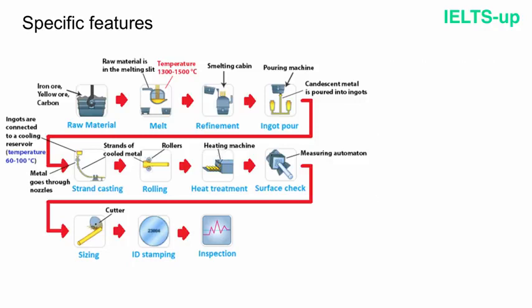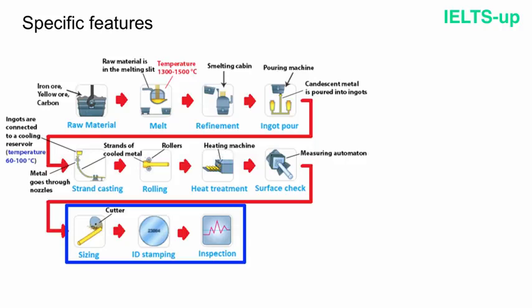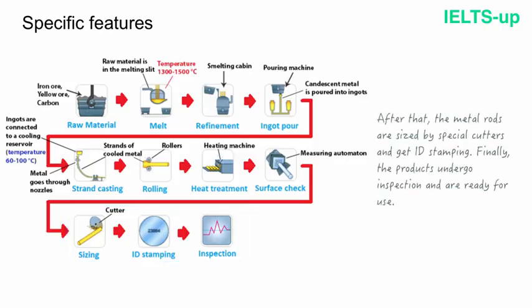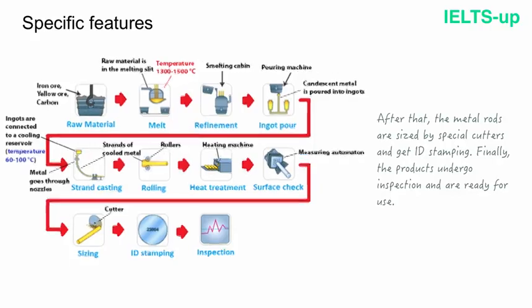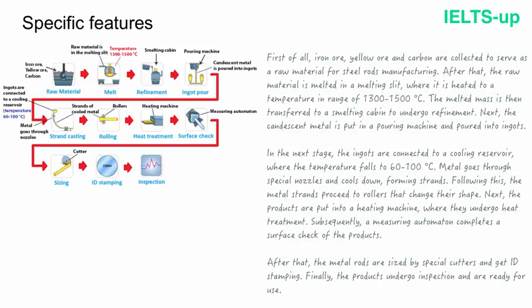And now, only the last 3 stages are left for our third paragraph. This is how I describe them. After that, the metal rods are sized by special cutters and get ID stamping. Finally, the products undergo inspection and are ready for use. Congratulations! We have described all 11 stages of our process. And that's all with our special features. You can take a look at the 3 paragraphs of special features on the right.